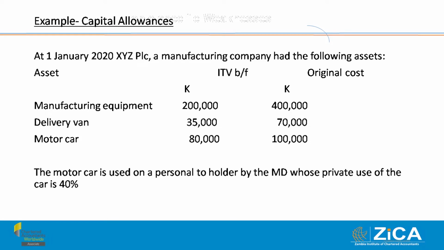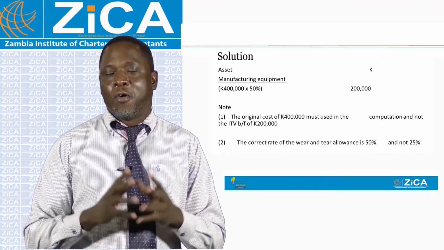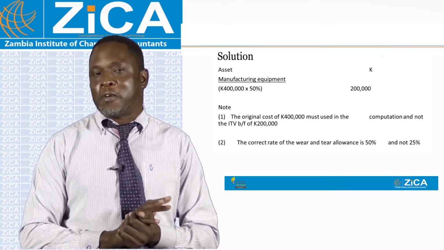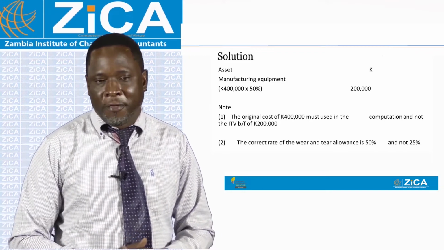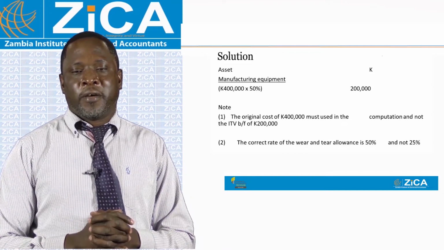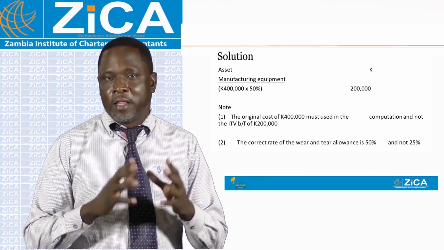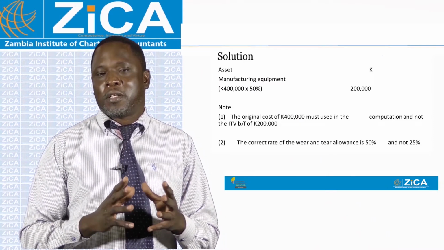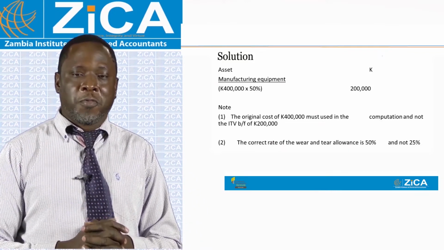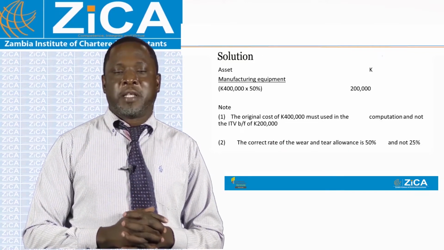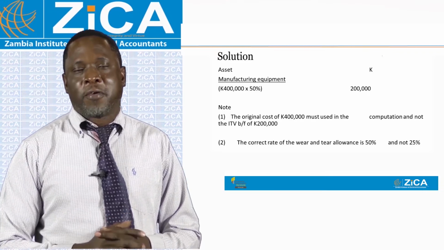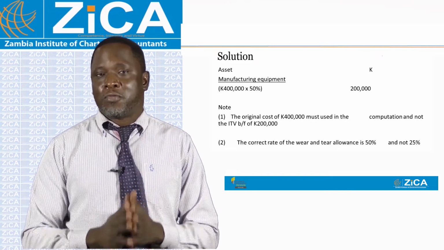On the manufacturing equipment, we are going to use the original cost of 400,000 kwacha. You know that for implements, plant, and machinery used directly in manufacturing operations, we apply the rate of 50%. For a delivery van, you know that a delivery van is a commercial motor vehicle. It is not a non-commercial motor vehicle, and therefore the relevant rate at which the capital allowances will be computed will be 25% as well. For the motor car, a motor car is a non-commercial motor vehicle, and therefore the relevant rate to apply is 20%.